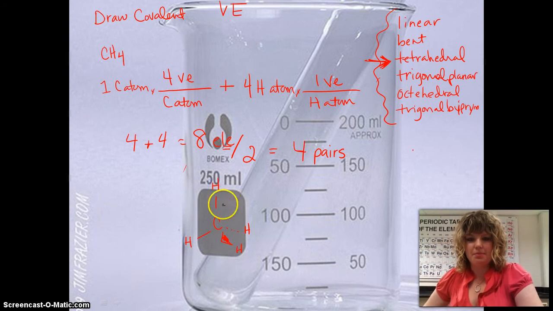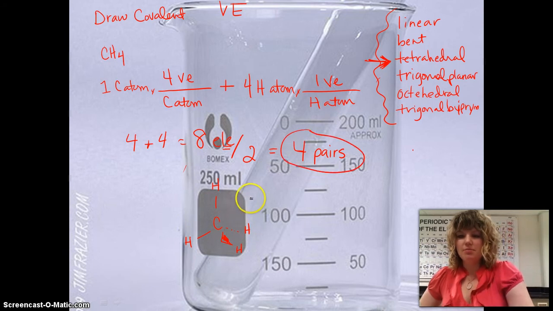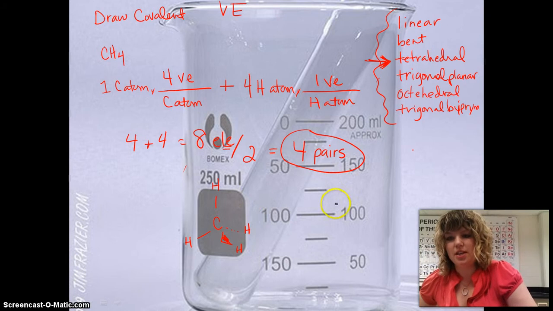And I would count my pairs to make sure it matches. So I have 1, 2, 3, 4, and that matches my calculation here. So I know I've drawn it correctly. Now the other thing that always goes along with these is the geometry, which we've already talked about. So I'd label the geometry as tetrahedral.